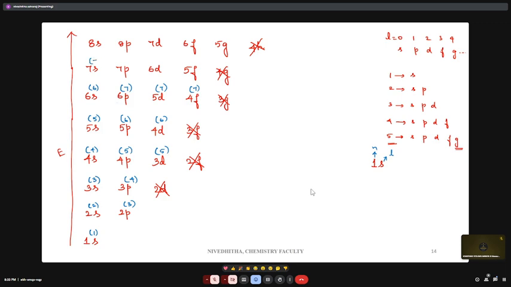7s is 7 plus 0, which is 7. 7p is 8. 6d is 8. 5f is 8. 8s is 8. 8p is 9, 8 plus 1, 9. 7d is 9. 6f is 9. 5g is also 9. Very good, Rakshan. That's it. So we are done with the n plus l values also.